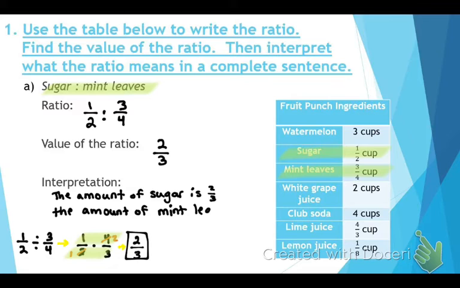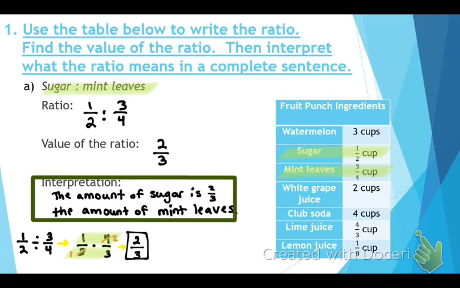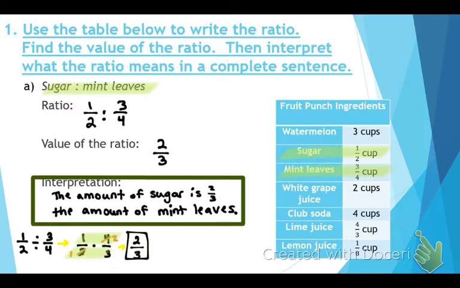So now I want you guys to read with me, what is the interpretation? Let's read it together. The amount of sugar is 2/3 the amount of mint leaves. Read it together one more time. The amount of sugar is 2/3 the amount of mint leaves. And that is what our interpretation of all this information is.